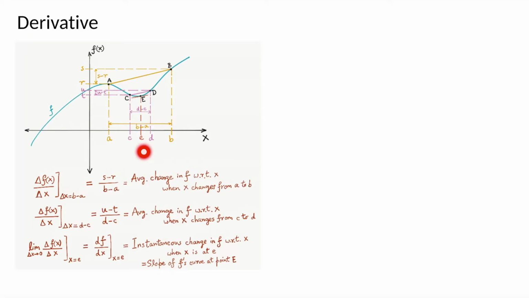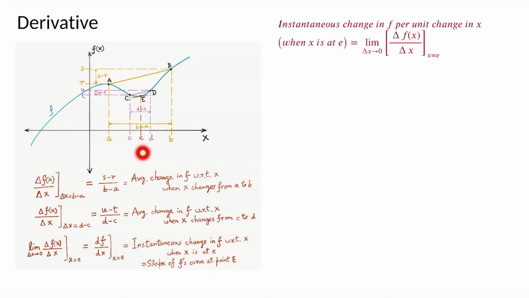Now, the derivative is defined as the instantaneous change in the value of a function per unit change in x. And what do we mean by instantaneous change? What we mean is that when x changes infinitesimally around e, infinitesimally implies very small change in x, then what is the small change in f per unit change in x at that point e? That is how we define the derivative.